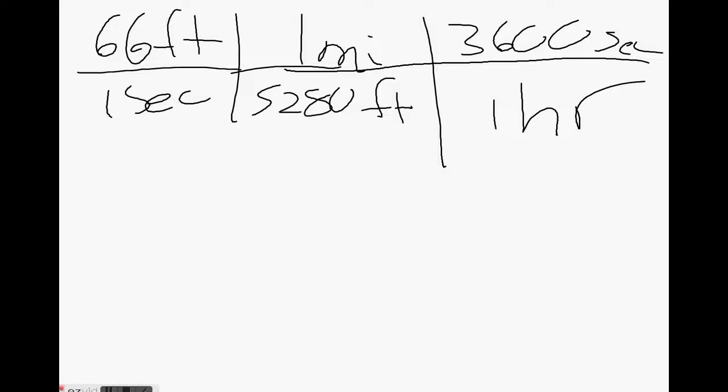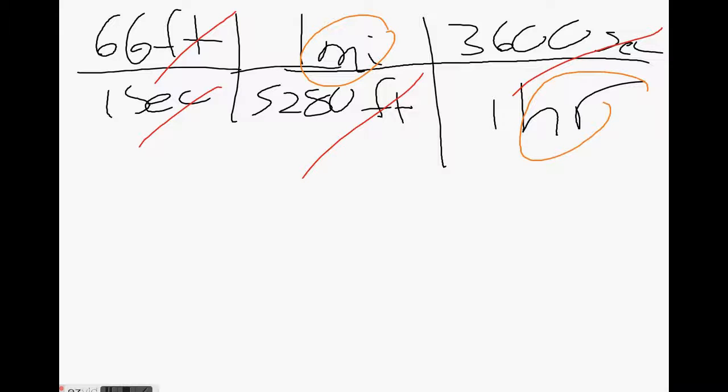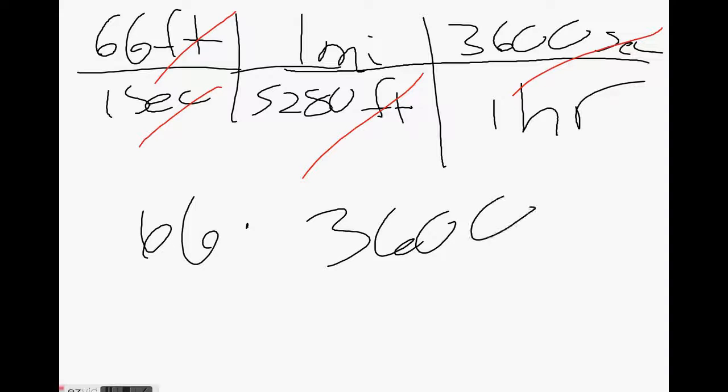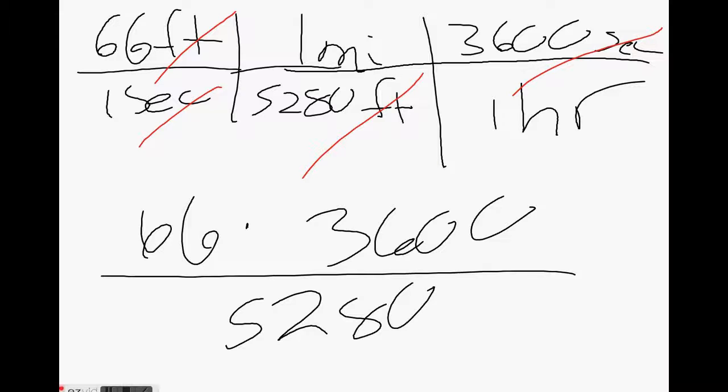All right. Now we can cross out everything. We can cross out the feet. Cross out this feet. We can cross out the second here. We're going to live with miles per hour, which is what we need. Now all we have to do is do the math, which is going to be 66 times 3600, and then we're going to divide that by 5280. After you do the math, you should be left with 40 miles per hour, right? 40 miles per hour. Easy.